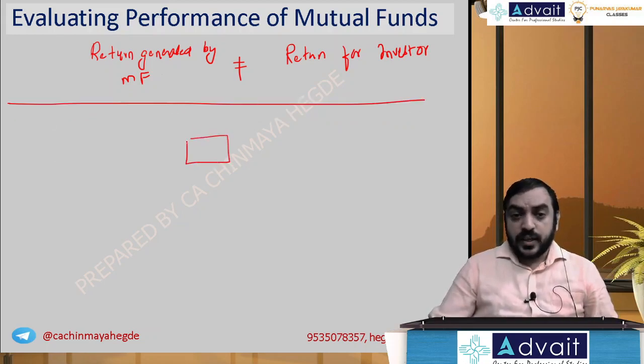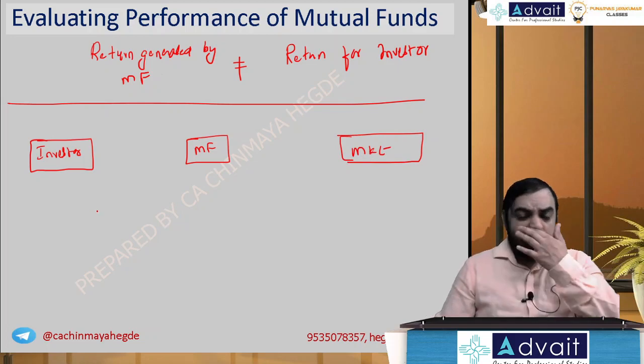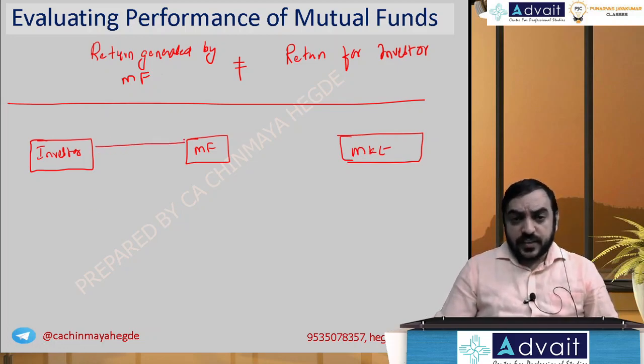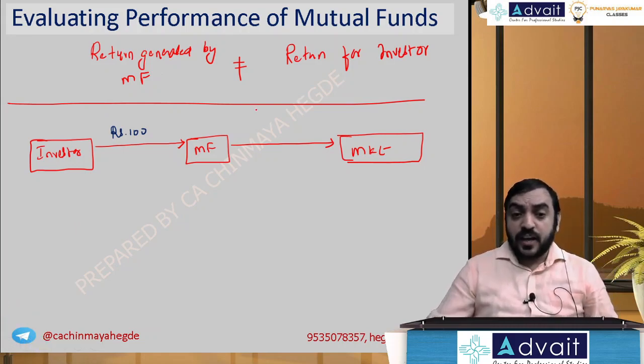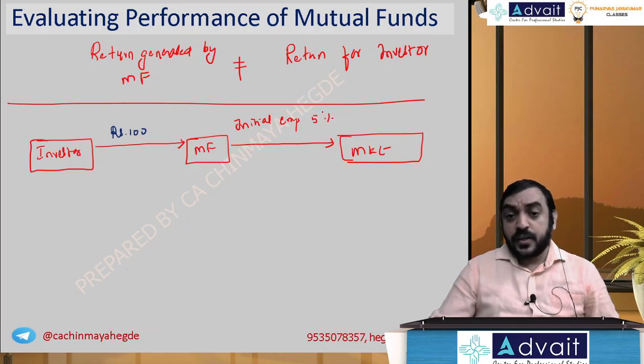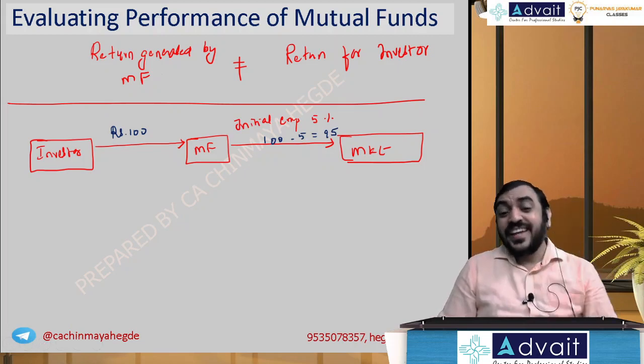Again, basic structure. We have mutual fund, we have investor, and we have market. Just take an example. Investor invests, let's say, 100 rupees. He gives rupees 100. Now, will the mutual fund invest the entire 100 in the markets? No, they will have to subtract their fees, or initially there will be something called initial expenses. Suppose you have initial expenses of 5%. So how much will be invested? For this 100 rupees, you will invest minus 5, only 95.